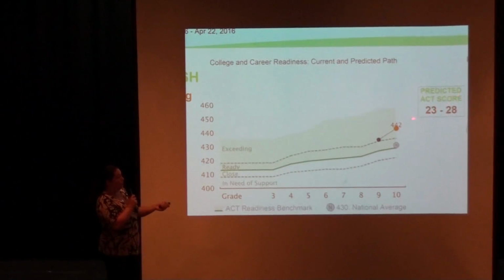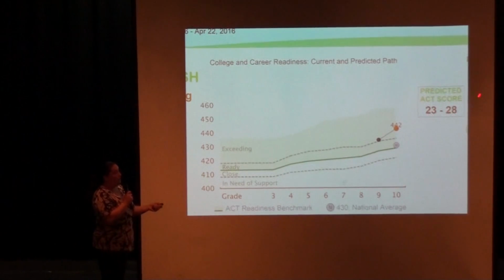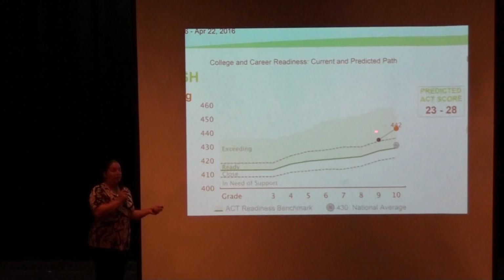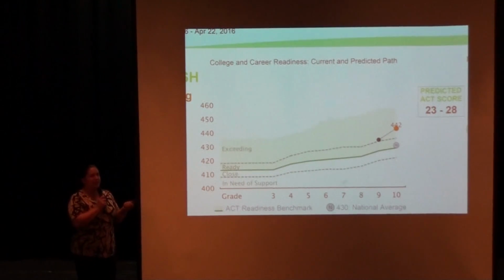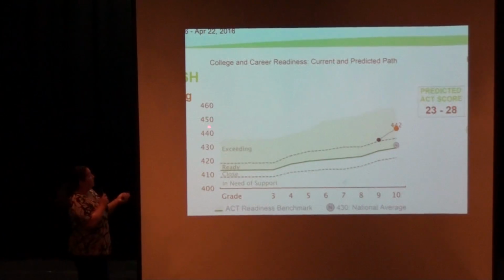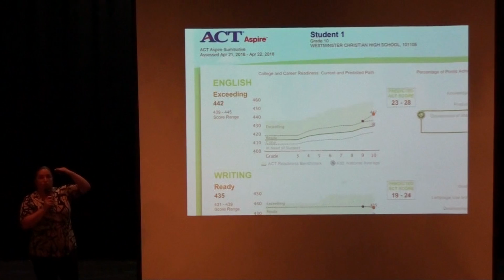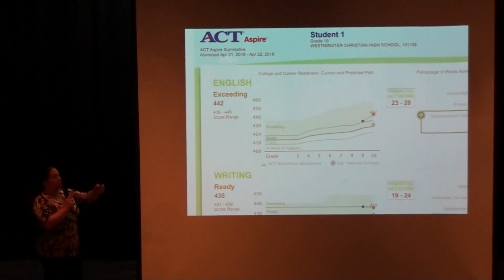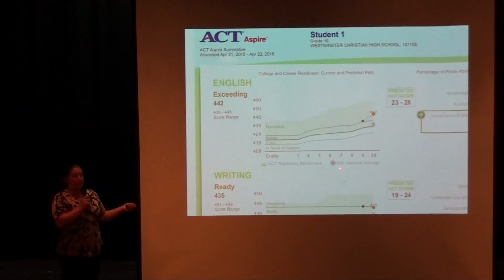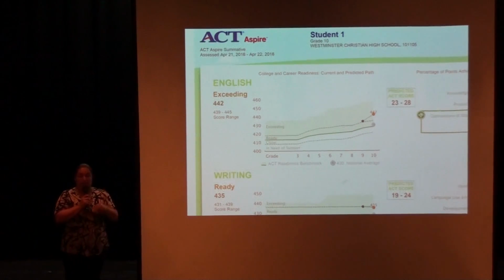The other score that you will not see in elementary or middle school, or even in 9th, you'll see it in 10th, is a predicted ACT score for each respective subject area. So as you're looking through, if you have your high schooler, it will give you a prediction of where your child will fall if they were to take the ACT at this moment in time.